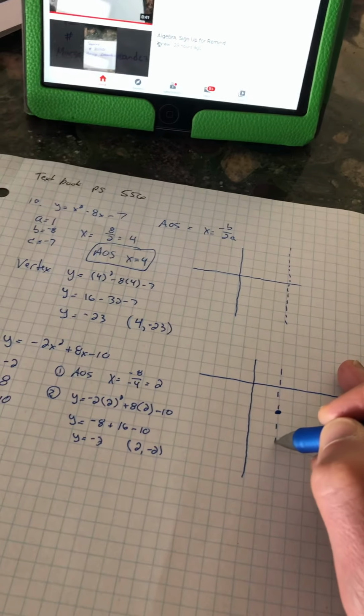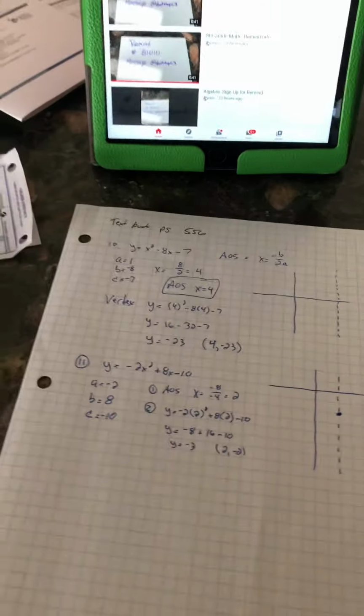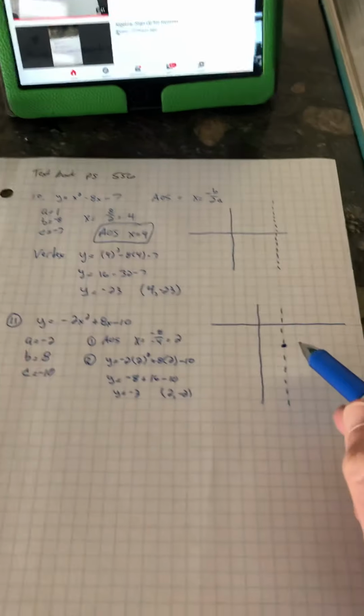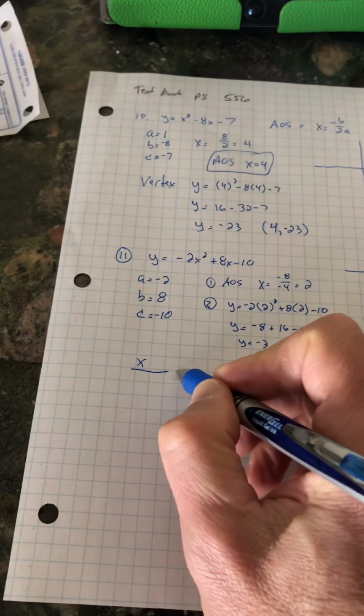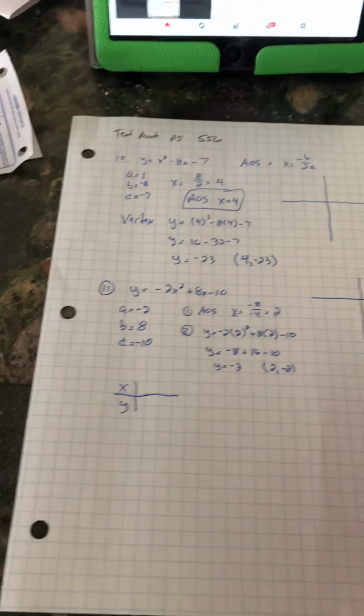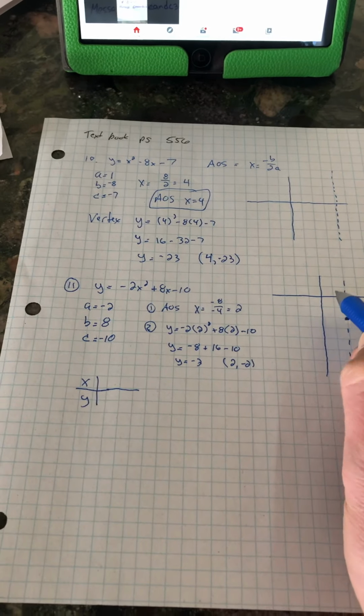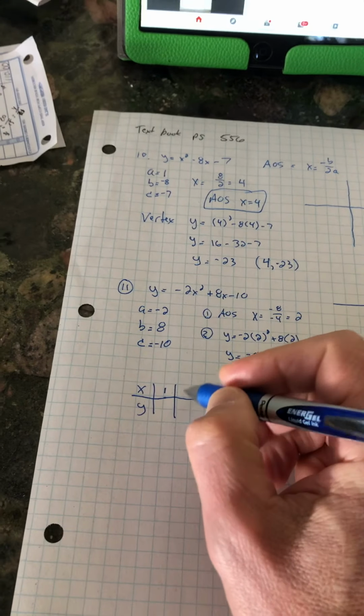So at this point, what I want to do is pick a couple of points that are going to be to the left or right of the axis of symmetry, and then use the symmetry to help me graph. So I create a table of values, x, y. Let's see, let's plug in 1. All right, let's plug 1 in and see what we get.